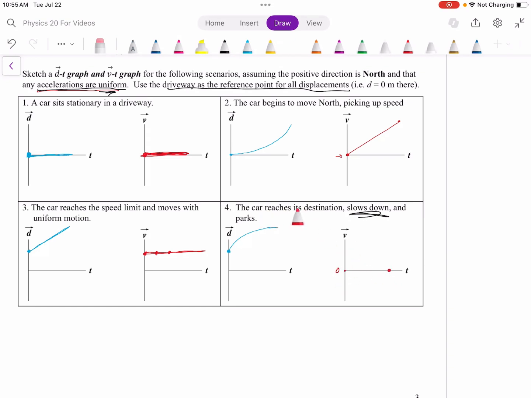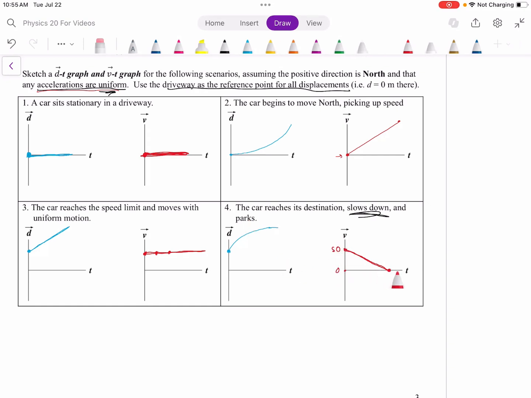Well, we know that it was moving north. So it had a positive velocity, right? Again, just to put a number in, maybe it was moving 50 kilometers per hour north. And then as time went on, it got slower and slower and slower, approaching 0 by the end when it parked. So the velocity started at some positive value and decreased to 0 because it came to a stop, right?